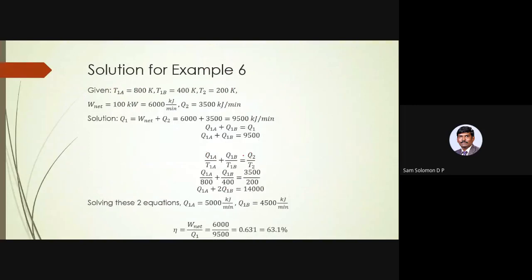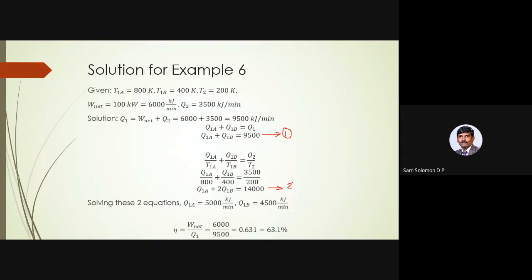As I said, your Q1 is Q1A plus Q1B. So Q1A plus Q1B is 9,500. So this is your equation number 1. And just as I told you, the heat supplied from source 1 divided by source temperature 1, plus heat supplied by source 2 divided by second source temperature, equals heat rejected divided by sink temperature. So when I substitute the values 800, 400, 3,500 and 200, I get Q1A plus 2Q1B is 14,000.